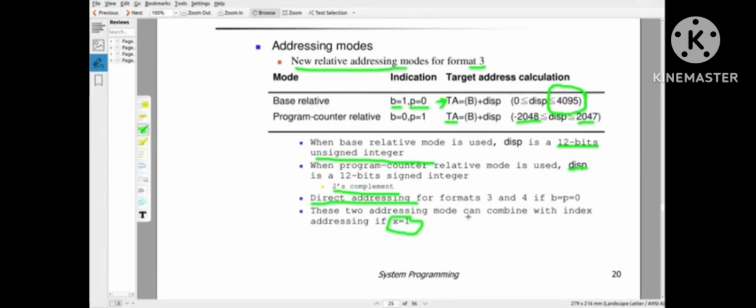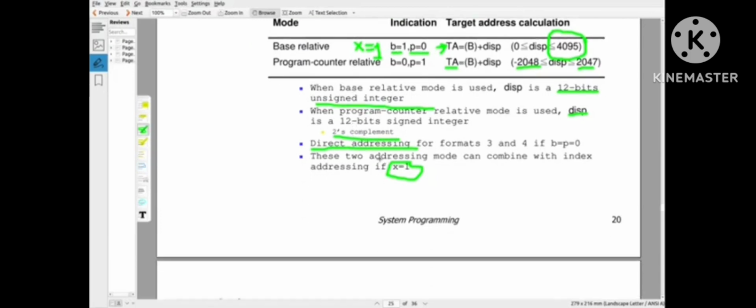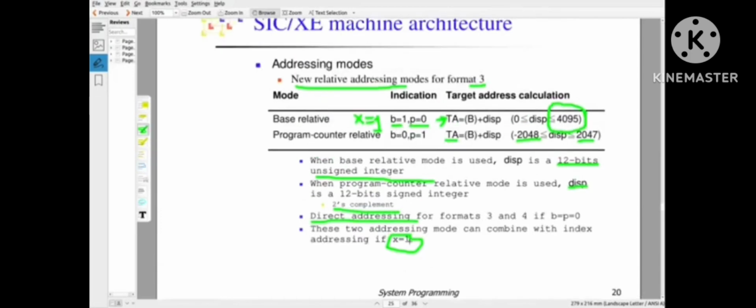This base relative and program counter relative addressing mode can combine with another flag bit, X, which indicates whether the instruction is in index addressing mode. If X is equal to 1, it is an index addressing mode. If X is equal to 0, it is not. So if X is equal to 1, then you can tell it is base relative index addressing mode. If X is equal to 0, it is base relative addressing mode. Similarly, in the case of program counter relative mode, if X is equal to 1, it is program counter relative and index addressing mode. If X is equal to 0, then it is program counter relative mode. So this is the meaning of B, P and X.